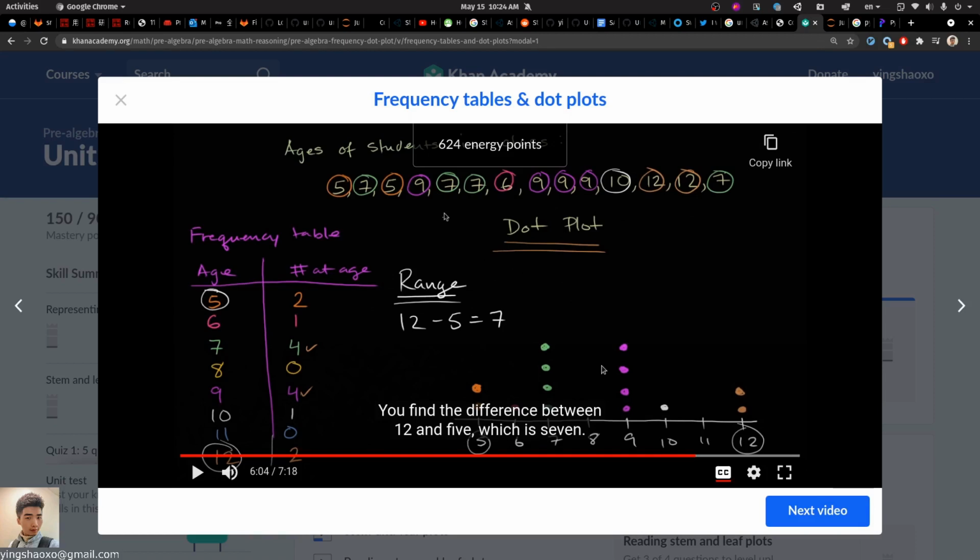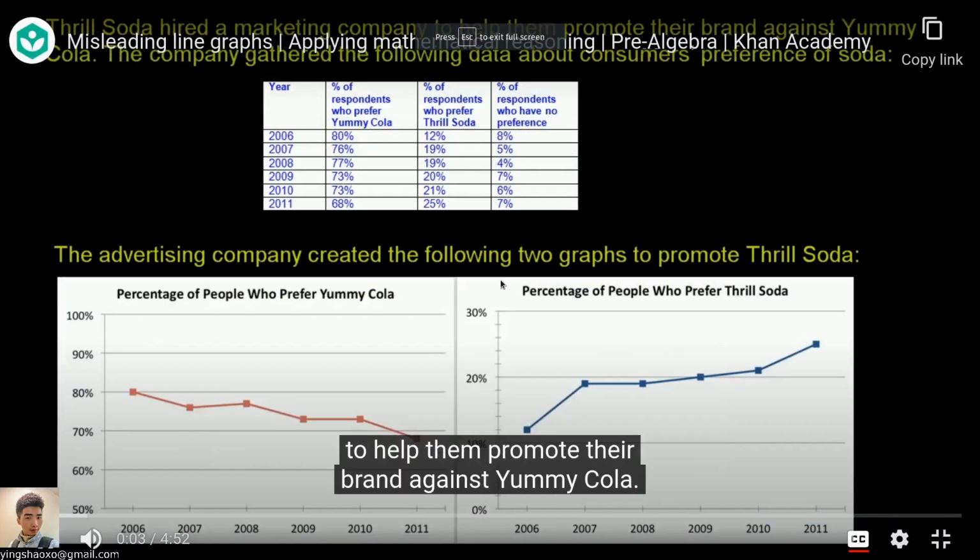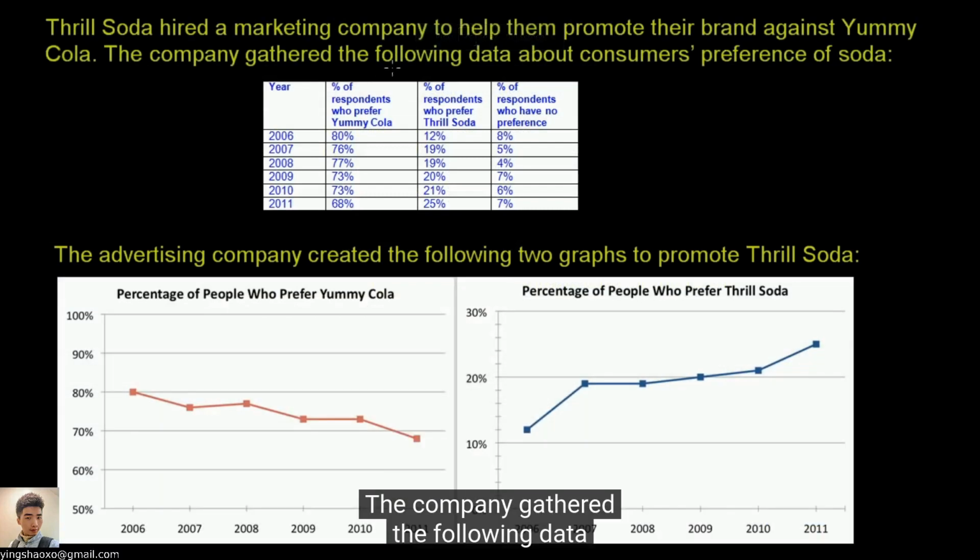Some people would prefer the text, but as a general rule, people would prefer the graphs because it's more direct for them to clearly say how things are going on. Thrill Soda hired a marketer to help them promote their brand, Yummy Cola. The company gathered the following data about consumers' preference of soda. So they have year by year the percentage of respondents who preferred Yummy Cola, the percentage who preferred Thrill Cola, and then these are people who had no preference.